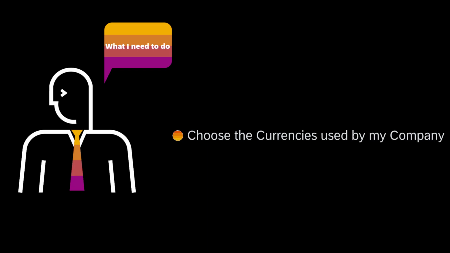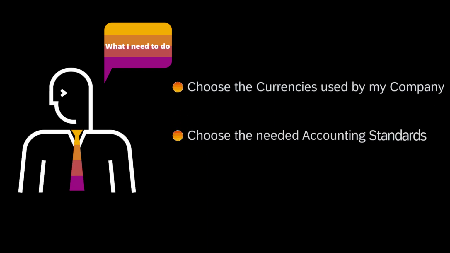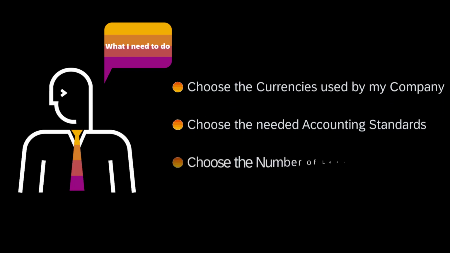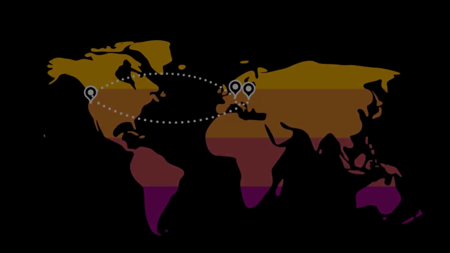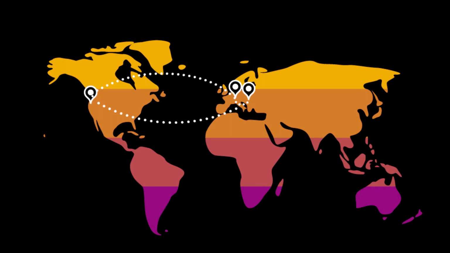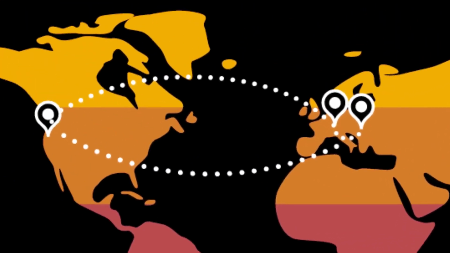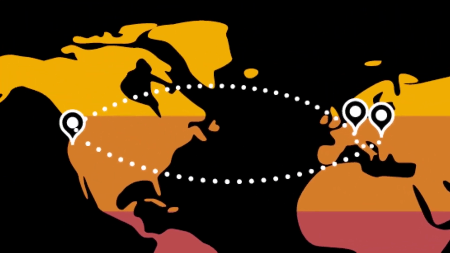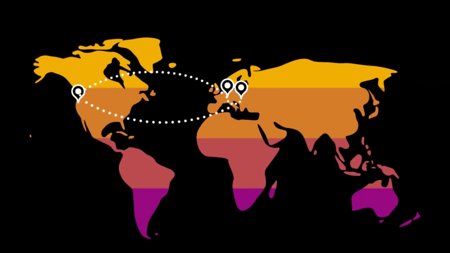Among other things, I need to choose the currencies that my company is going to use. I need to choose the accounting standards that we need for our financial statements, and, last but not least, I need to set the number of ledgers in which we're going to record our financial transactions. These settings depend on a number of things, such as whether we do our business nationally or internationally. In this video, I'll show you how I select the ledgers that my company needs.